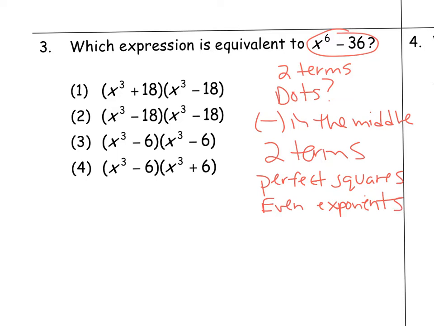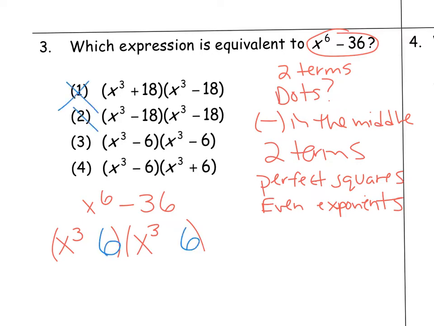Okay, so I have x to the 6th minus 36. We're going to make our double set of parentheses. The square root of x to the 6th is x cubed, so we know we have an x cubed and an x cubed. Be careful here. The square root of 36 is 6, not 18. And don't forget, with DOTS, we get a plus and a minus. Okay, look out for that double negative. Careful of that. It's a plus and a minus. So your answer should have been 4.